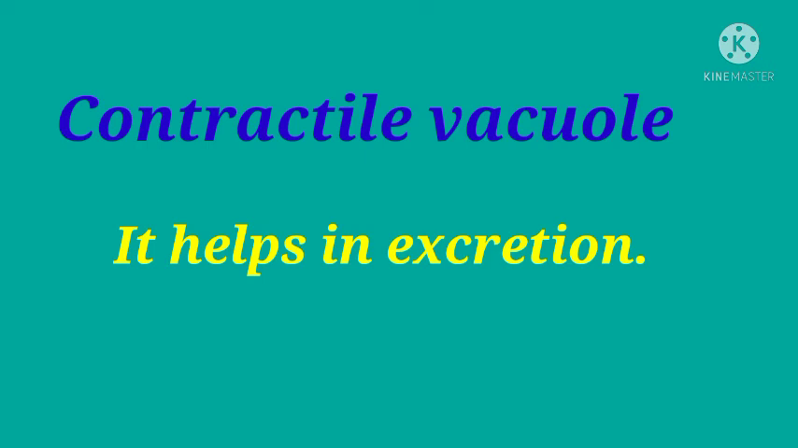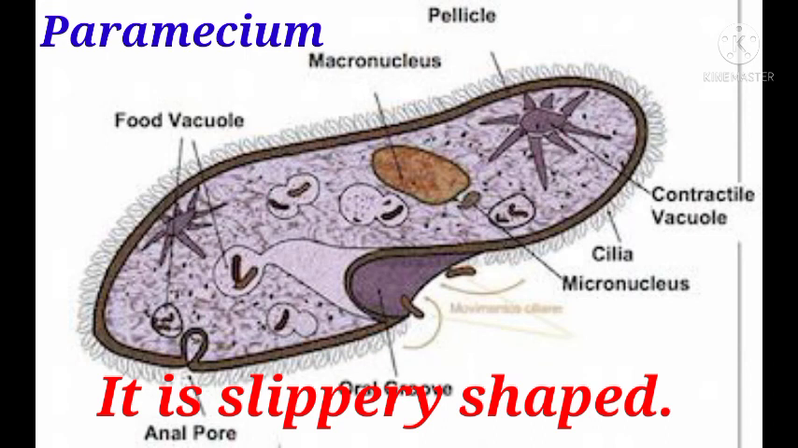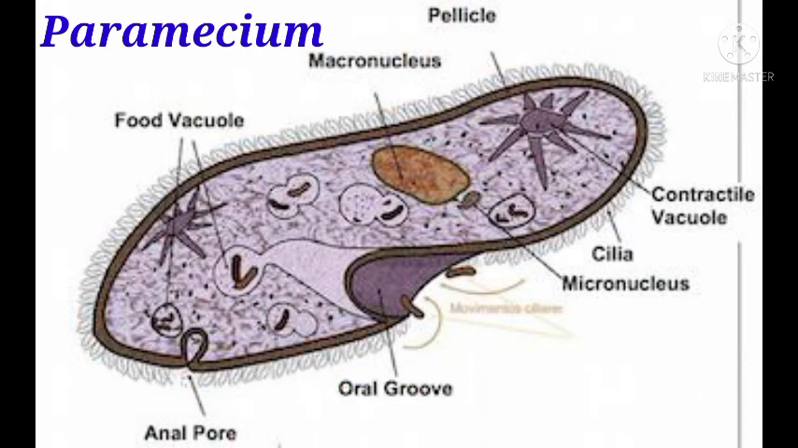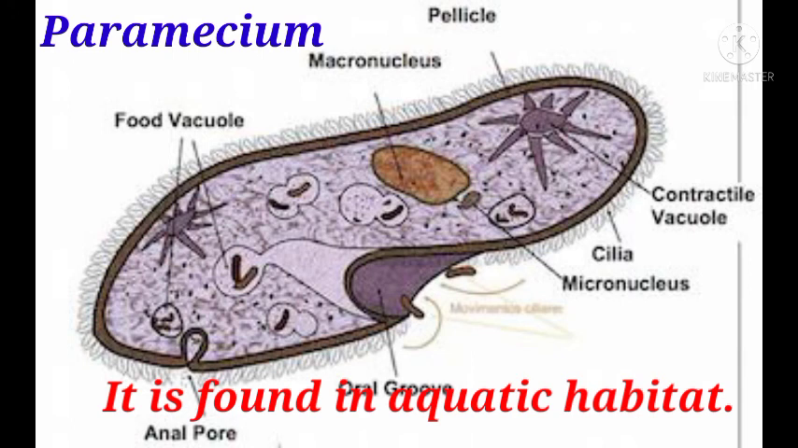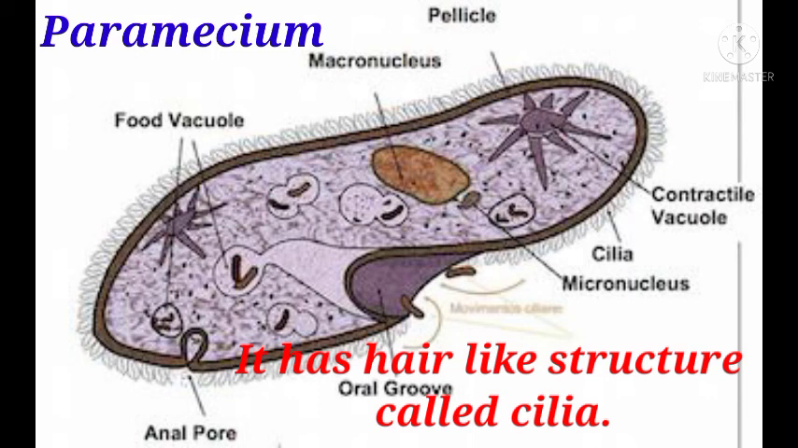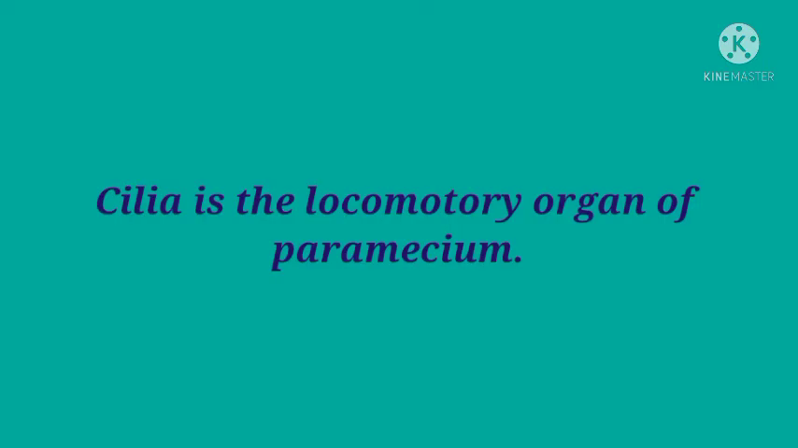Let us see about paramecium. It is a slipper-shaped unicellular organism found in the aquatic habitat. They move by beating tiny hair-like structures on their bodies called cilia. So, paramecium has tiny hair-like structures on its body called cilia. So cilia is the locomotory organ of paramecium.